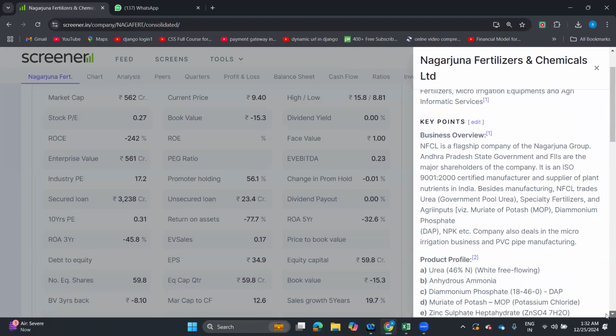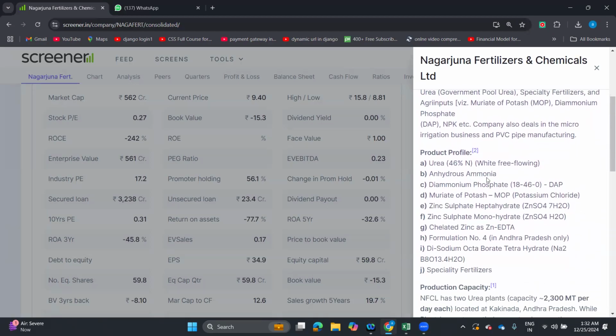Their product profile consists of urea, anhydrous ammonia, which is the raw material, means the company is backward integrated, diammonium phosphate, means DAP, muriate of potash, and zinc sulfate heptahydrate, and zinc sulfate monohydrate. So they are into the complete basket of fertilizer, from urea to DAP to muriate of potash, which are the key fertilizers used in the market, and they are partly backward integrated as well, as they are manufacturing ammonia.